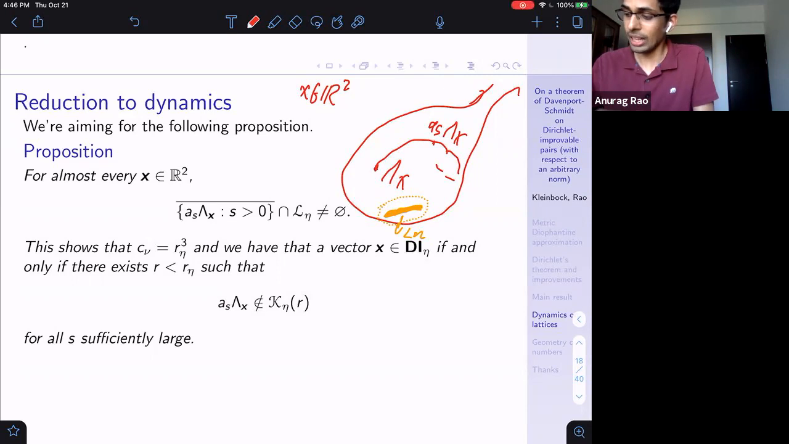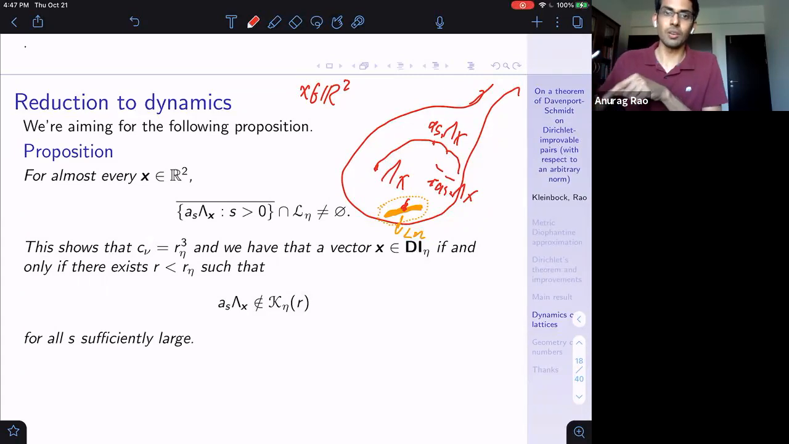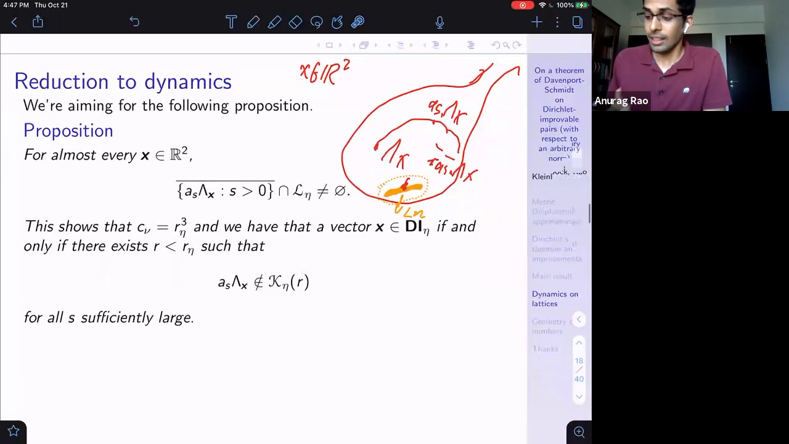What I'm trying to say is that for almost every x, you will find a sequence of unbounded times s_n. Here's maybe a_s1 lambda x, and here's a_s2 lambda x, such that these things converge to the critical locus. The orbit is going to be chaotic, but for almost every x, you're going to find some unbounded set of times for which a_sn x converges to some critical lattice in L eta. That's the typical behavior. And this actually shows that the guess for the upper bound is sharp. The constant C nu is exactly R eta cubed, because we've identified the typical behavior, and that exactly corresponds with the R eta thing.